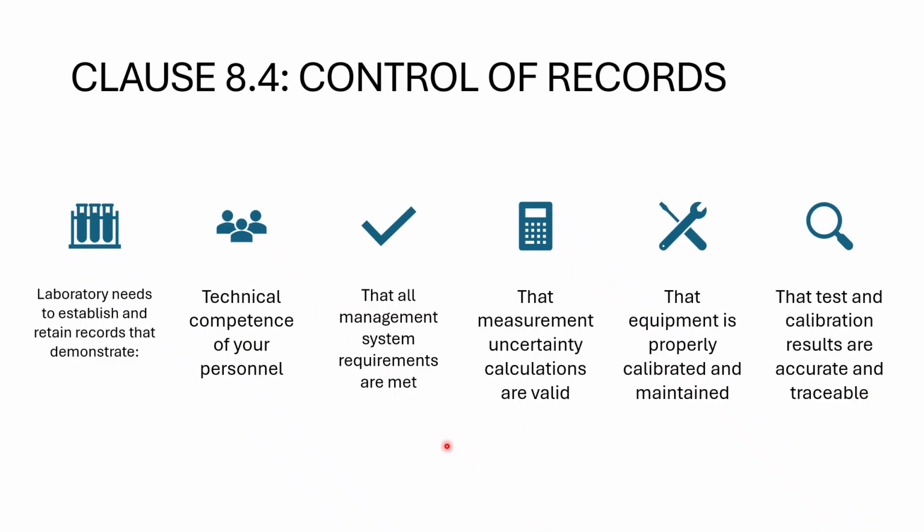You also need to define retention times for your records. For example, test reports might need to be kept for 5 years, while equipment maintenance records might be kept for the lifetime of the equipment plus 2 years. Records can be in any format. It could be paper or electronic, but they must be protected from unauthorized access, loss, or deterioration. Backup systems are essential, especially for electronic records.